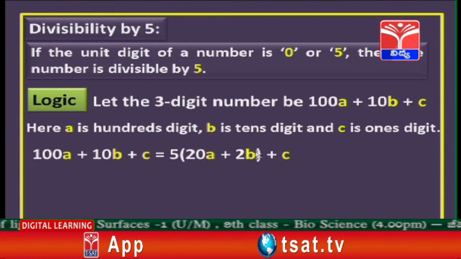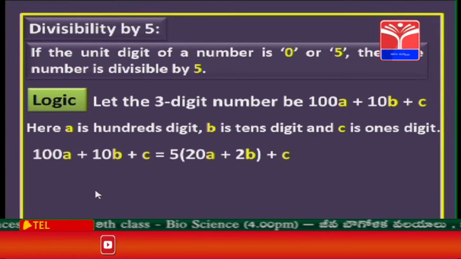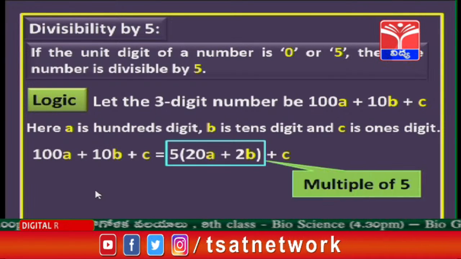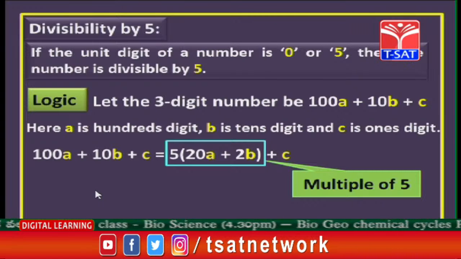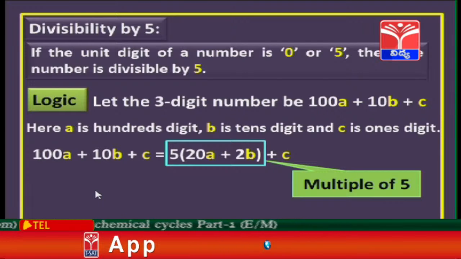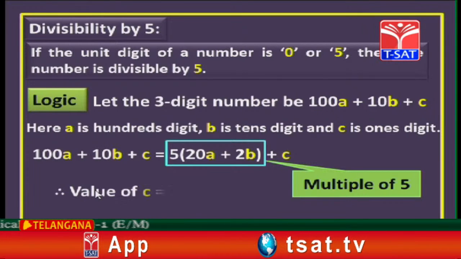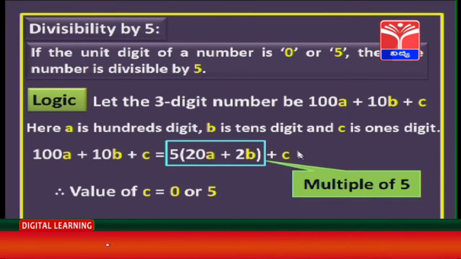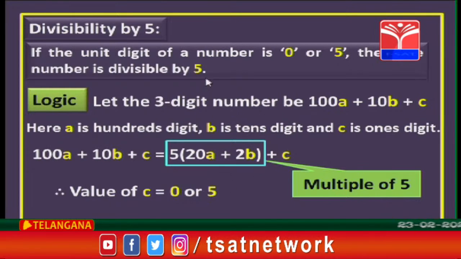If you notice, 5 into (20A plus 2B) is a multiple of 5, because it is 5 into something. So, 5 into any number is nothing but a multiple of 5, which means it is divisible by 5. Now, what is the number which is left? Yes, plus C. So, this C value we have to check. The value of C should be either 0 or 5. So, this is the logic behind this statement, children.